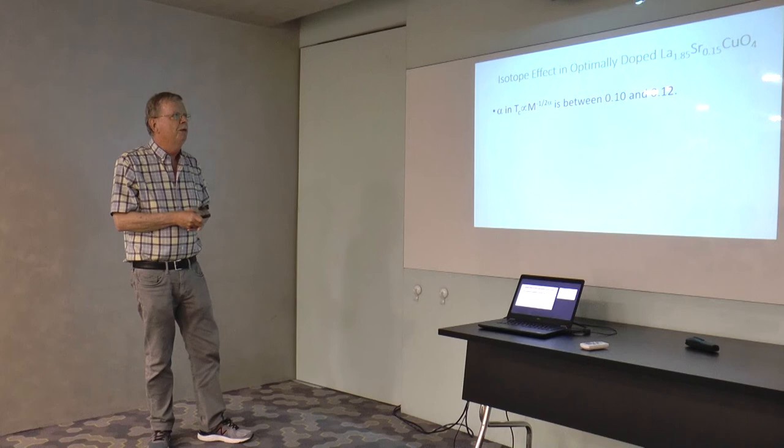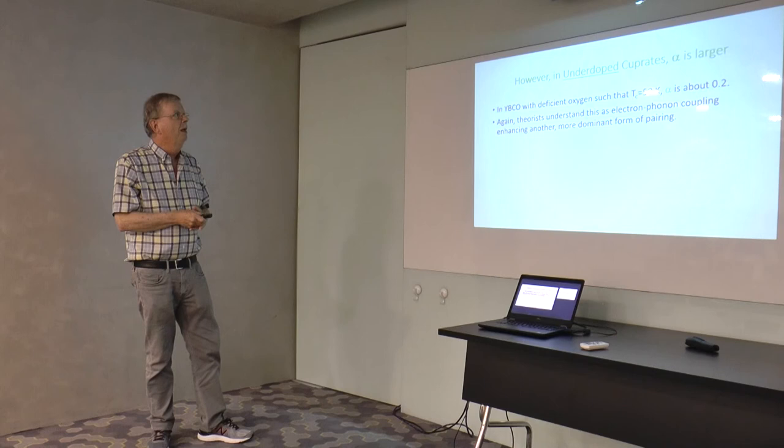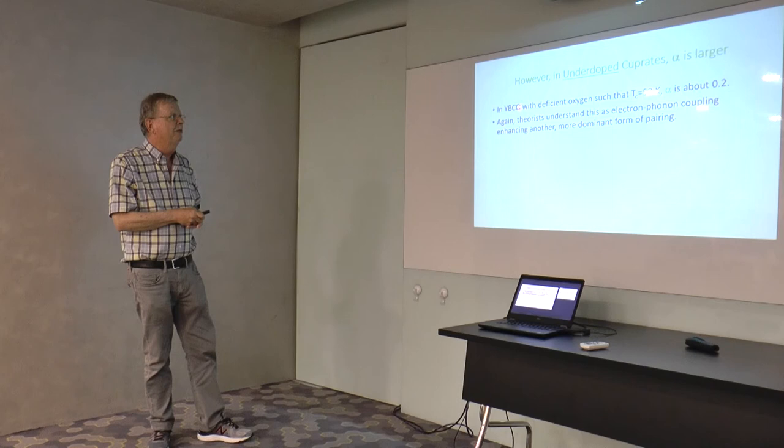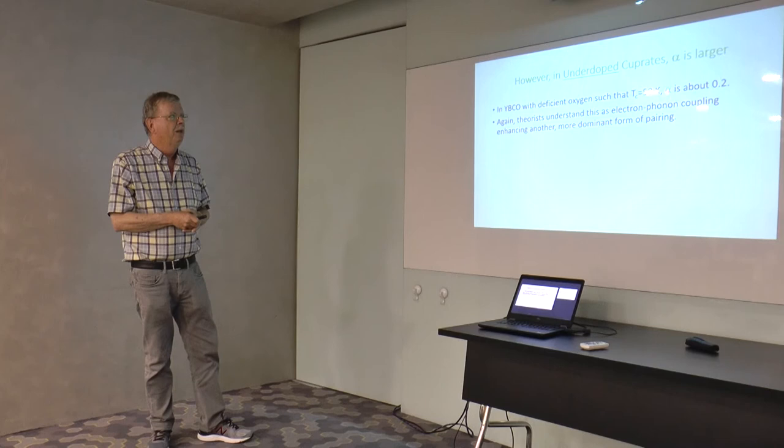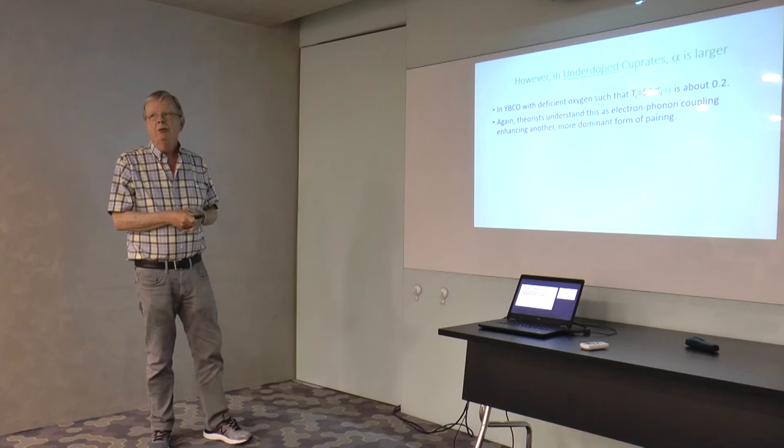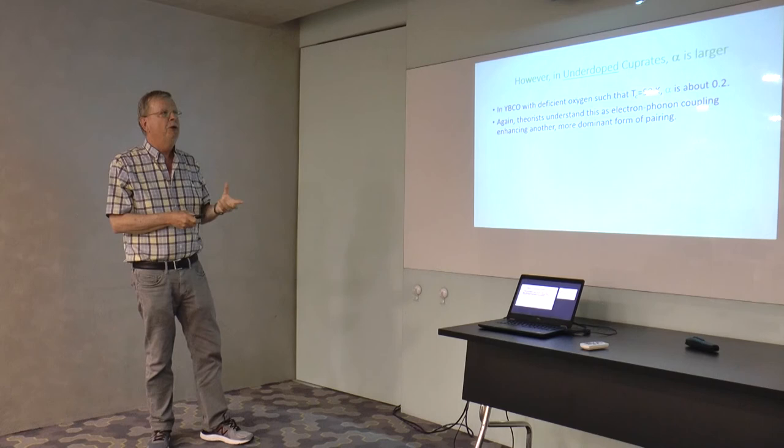BCS pairing mechanism here. If you go to underdoped cuprates, and the easy way in yttrium barium copper oxide is instead of having oxygen 7, you go down to oxygen 6.6 or something, you get a suppressed TC, and then you can find finite isotope effect exponents. And this is understood as electron-phonon coupling enhancing some other form of pairing. So don't get excited if you find an isotope effect. It might not necessarily be the smoking gun for BCS superconductivity.